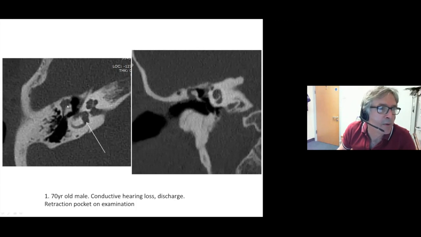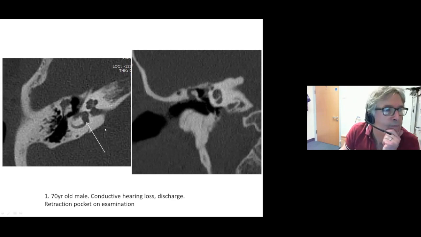You can see it's got a little bite out of the ice cream there. Okay, so somebody's been nibbling at the ice cream. And the white arrow is pointing to the vestibule. Okay, that's the vestibule there.